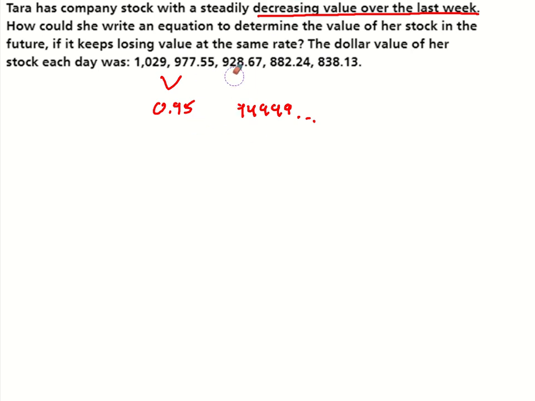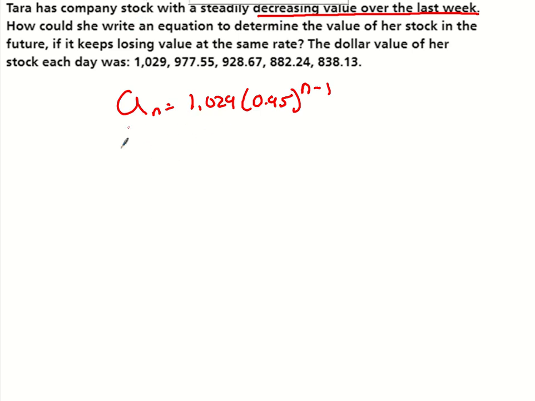But the common ratio is 0.95. So that means it's going down 5%, right? That's our decay factor. That is the common ratio. So if I write the explicit formula, our initial value is 1029. Common ratio is 0.95, to the power of n minus 1. And then we can figure out after n amount of days, or what the nth term is going to be, based on how many days go by, what the value of that stock is going to be.